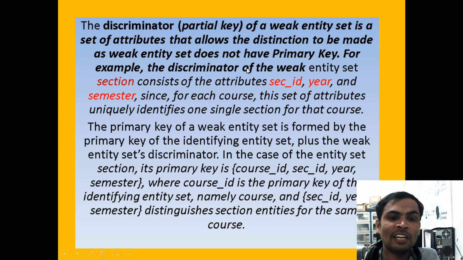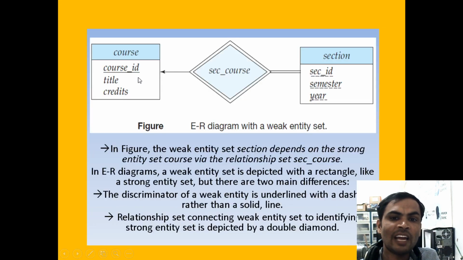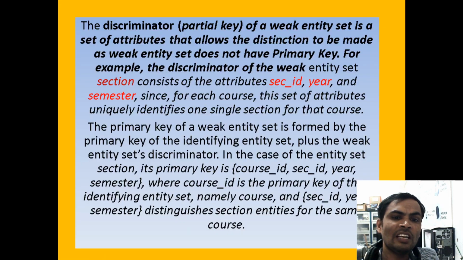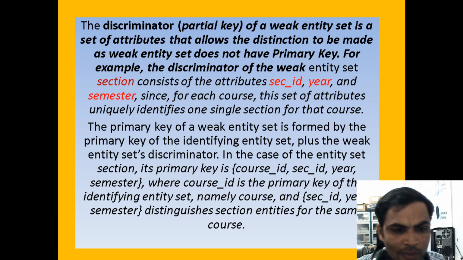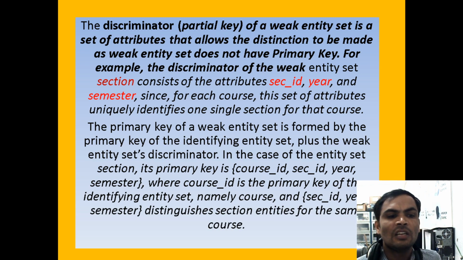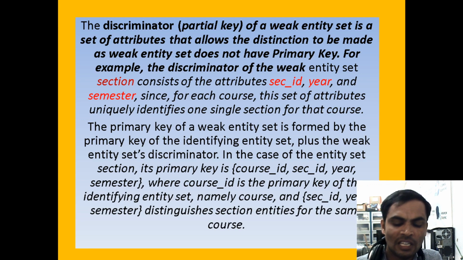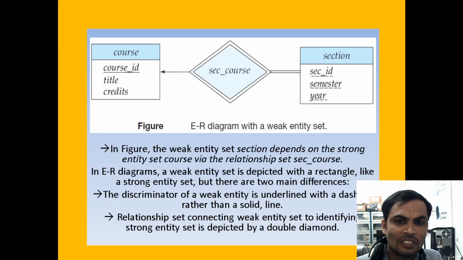Under the weak entity set we have the section. Under the section we have the section ID, semester and year. Coming to the course, it can also consist of a set of attributes, where a single section of the course will be there. The primary key of the weak entity set is formed by the primary key of the identifying entity set. Then here, one more discriminator of the weak entity set will be section.